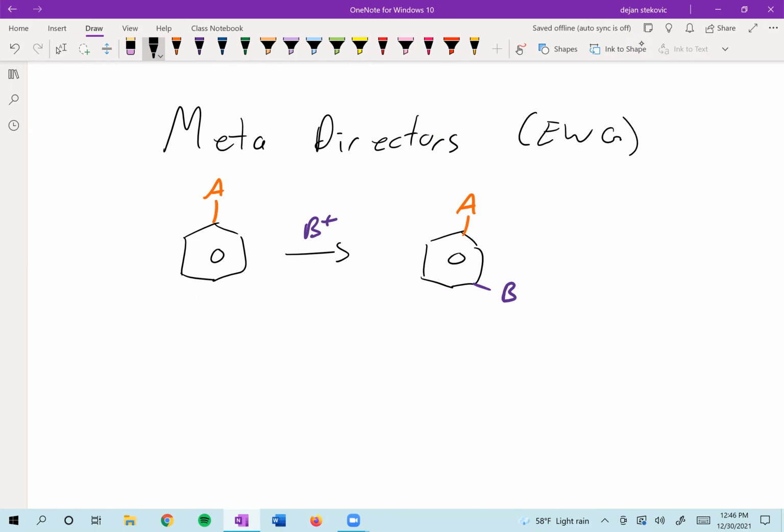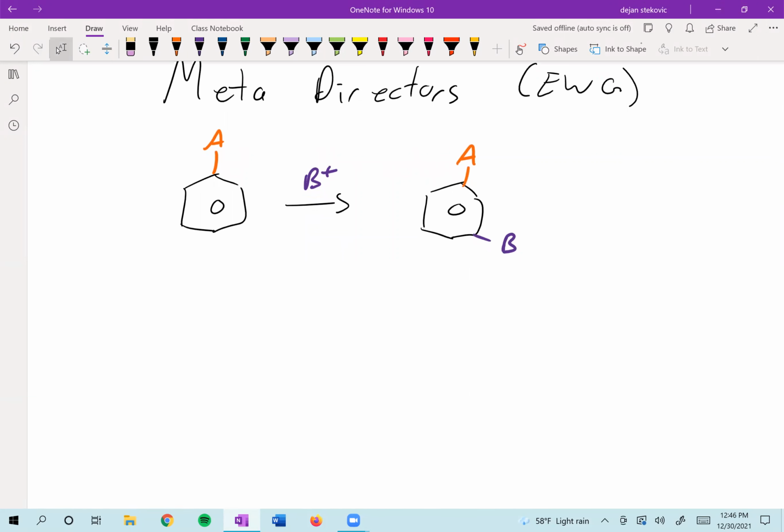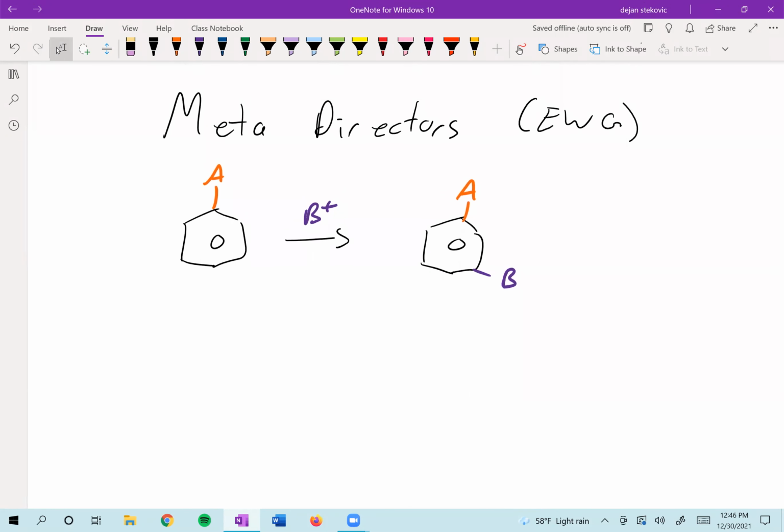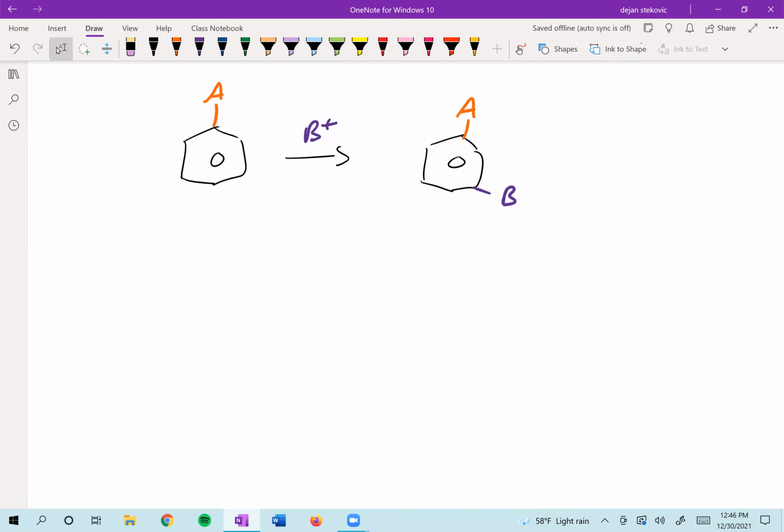So the vast majority of electron withdrawing groups are going to be meta directors. The one exception is halogens, which we'll learn about in the next section. But for right now, electron withdrawing, meta directors. So let's think about why. So the electron withdrawing group can go ahead and withdraw the lone pairs, or my bad, the pi bonds.